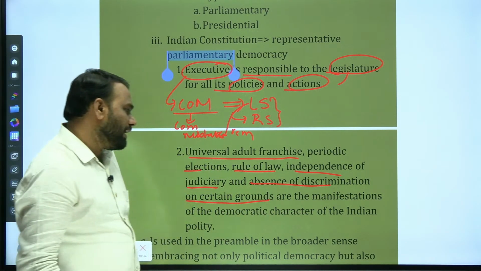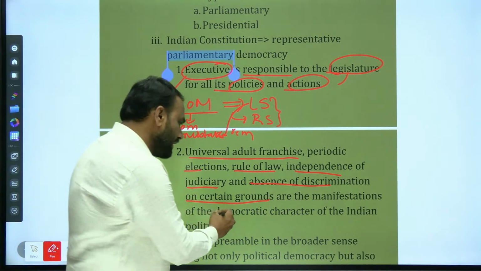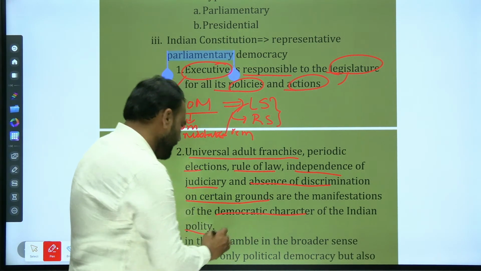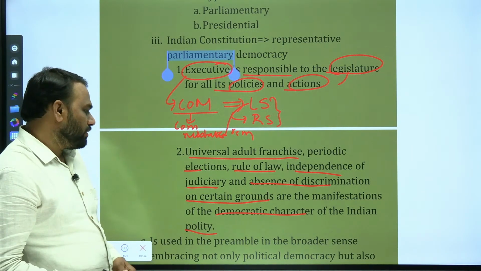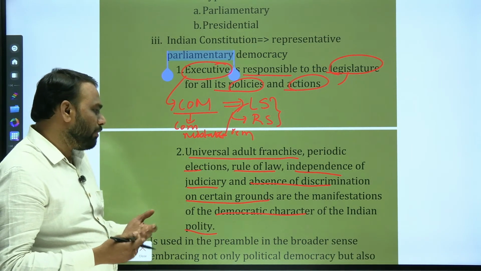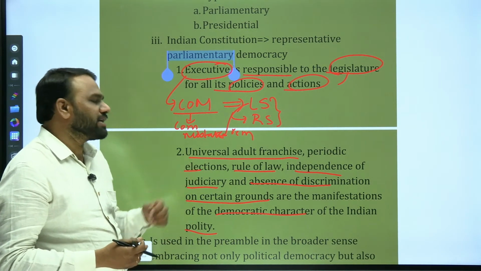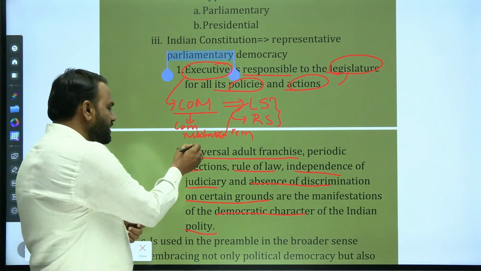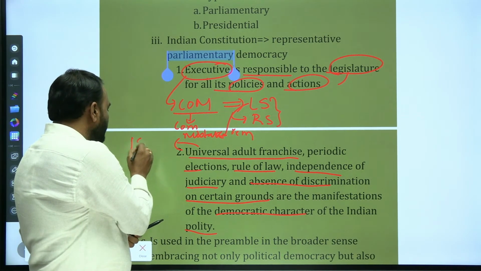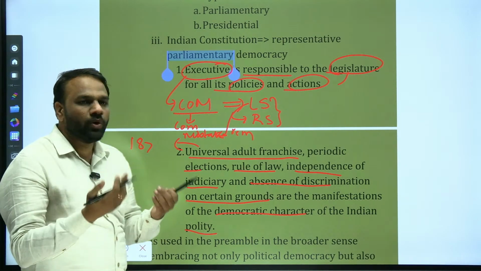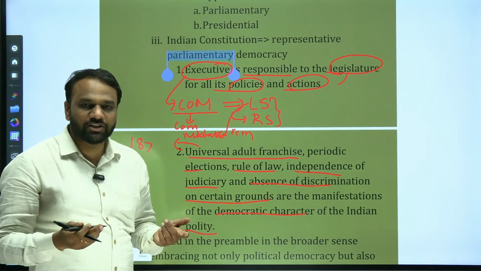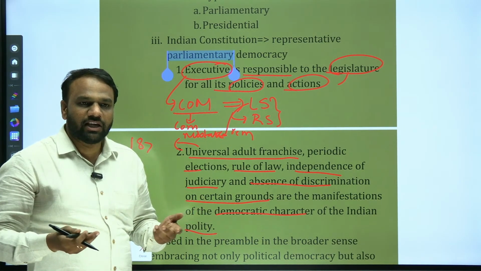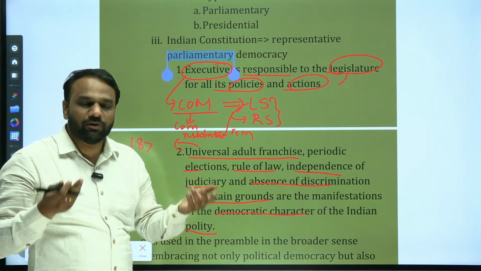Next, universal adult franchise, periodic elections, rule of law, independence of judiciary, and absence of discrimination on certain grounds are the manifestations of the democratic character of the Indian polity. So what is universal adult franchise? All the people above 18 years of age can vote in the election, irrespective of their religion, caste, gender or language.